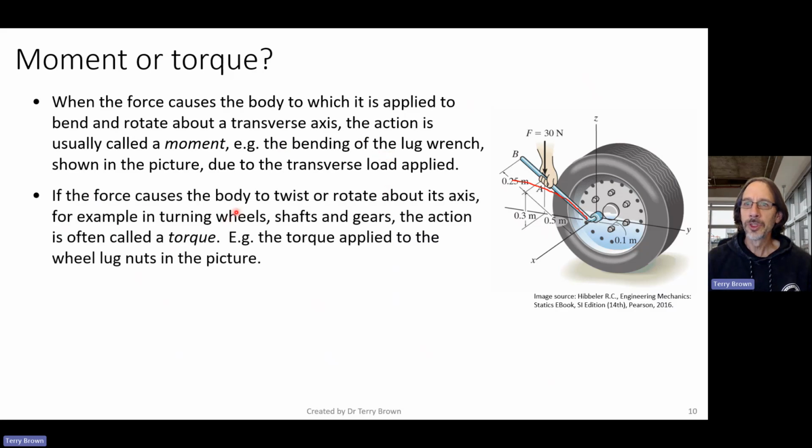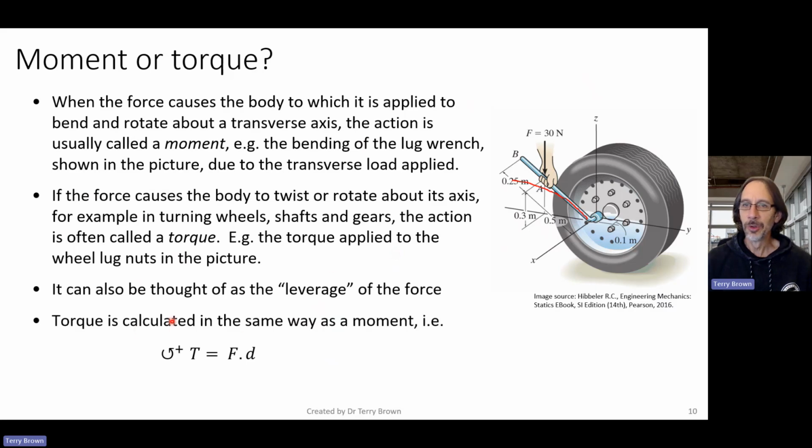If the force causes the body to twist or rotate about its axis, so if we look at this short little bit of the lug wrench here, that will be twisting, or if we're rotating the nut about its longitudinal axis. In this case, the x-axis is now a longitudinal axis, then we generally refer to that as a torque. The moment can also be thought of as the leverage of the force, but in any case, the torque is calculated in exactly the same way.